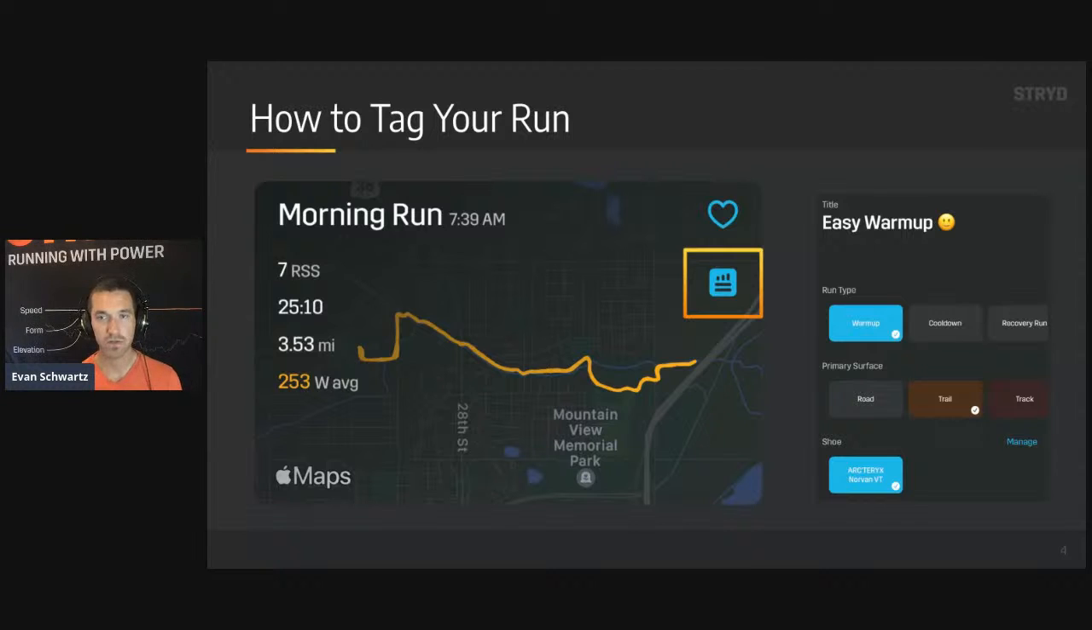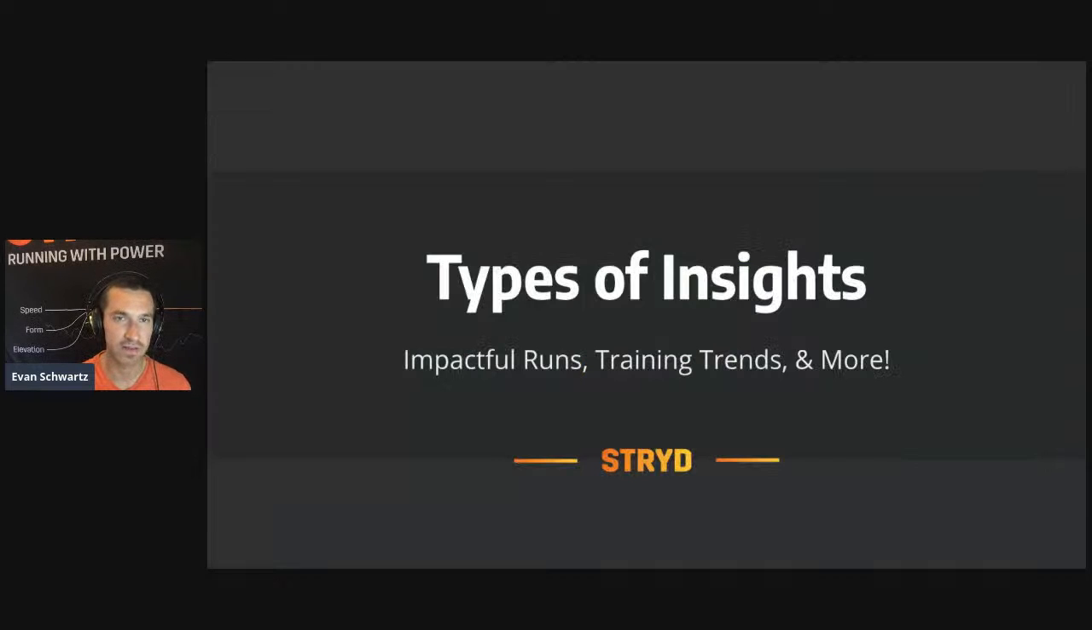Afterward, you'll be prompted to fill out run type, surface type, the shoe you wore, how you felt, the perceived exertion, and leave any notes or any other tags that you've custom created. After that, we'll be able to have more information and be able to give you some valuable insights.